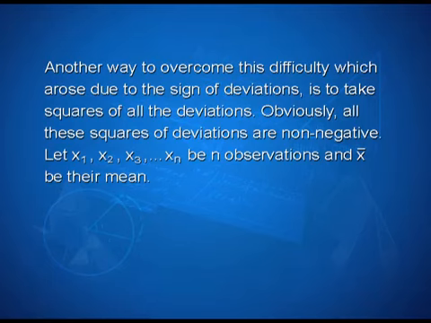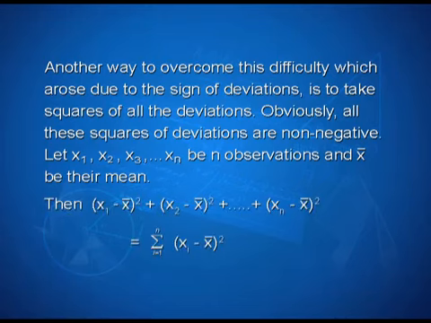Let x1, x2, x3, ..., xn be n observations and x bar be their mean. Then (x1 minus x bar) whole square plus (x2 minus x bar) whole square plus so on plus (xn minus x bar) whole square is equal to the summation, i ranging from 1 to n, of (xi minus x bar) whole square.